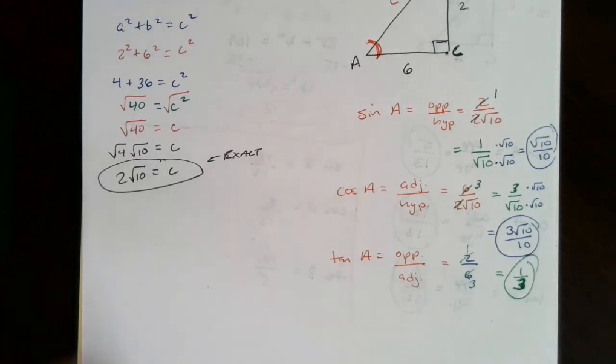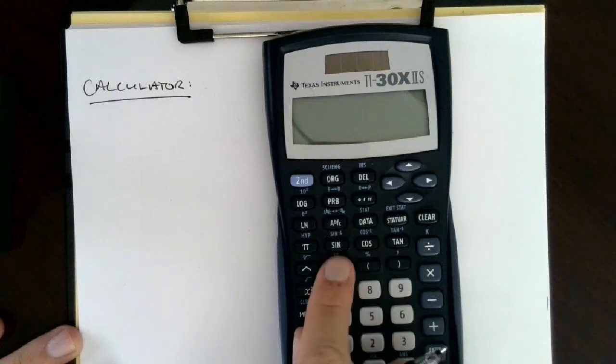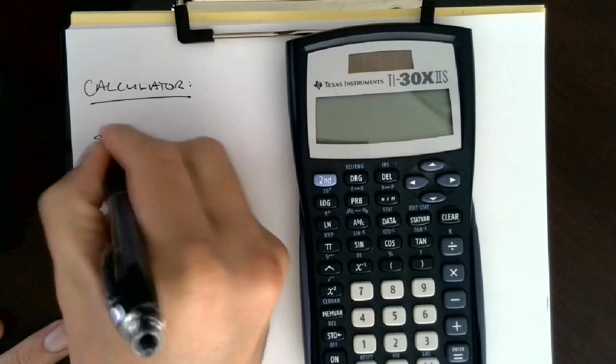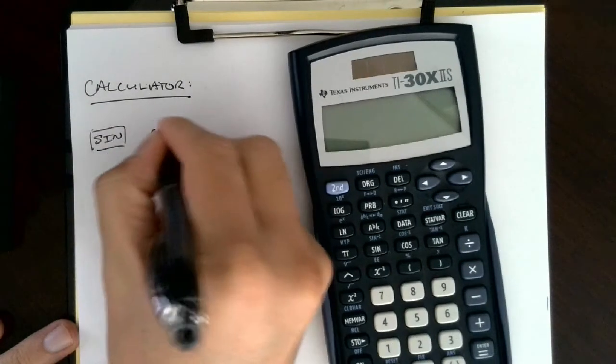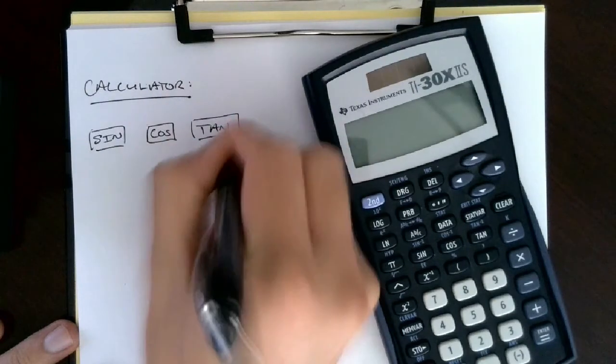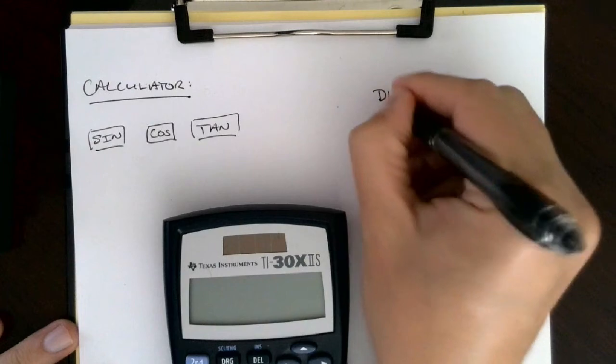Let's quickly talk about using your calculator in the trig functions. So on your calculator, you have buttons that go along with the trig functions. Sine, cosine, tangent. Alright, so they look like that. Sine, cosine, and tangent. And you should make sure that you're in degree mode when you're using it.